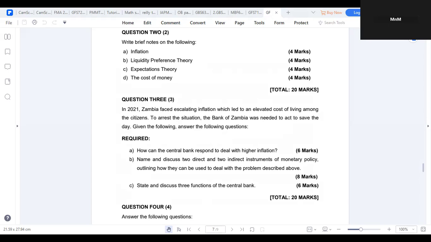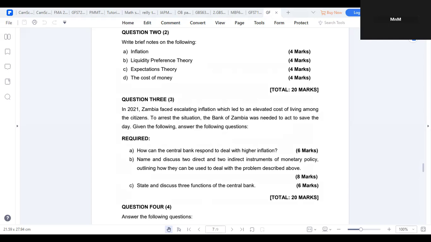So there are also indirect methods that the Bank of Zambia can use to control. I've mentioned one, which is the OMO system. Remember the OMO system, which I talked about, the open market operations. Open market operation involves buying and selling securities. So government can deal with inflation by absorbing excess liquidity by issuing bonds.